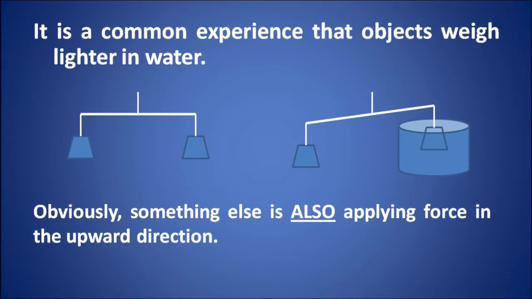Let us repeat this experiment using a physical balance. Two identical objects are placed on either side of a physical balance. Since they are identical, the physical balance seems balanced. Now, one of the objects is immersed in water. Immediately, the physical balance tilts in favor of the other object. The object which is immersed in water appears lighter as if something is applying force on it.